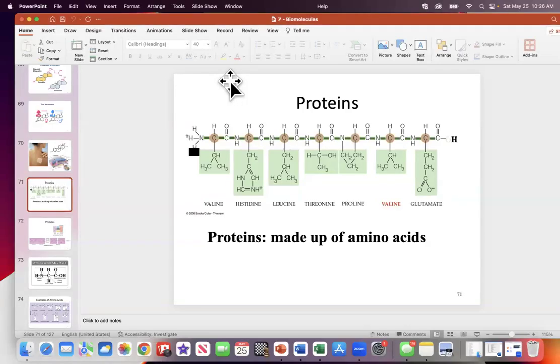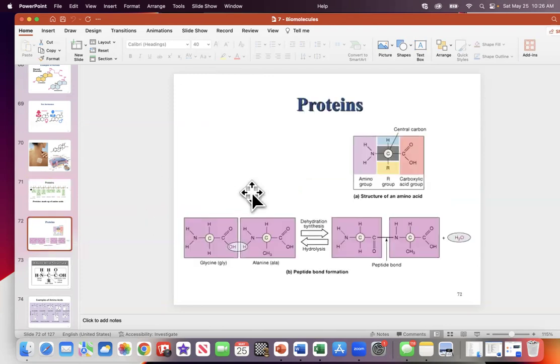Next biomolecule is protein. The building blocks, the monomers of proteins, are amino acids. So proteins are made of amino acids. There are a total of 20 different kinds of amino acids. An amino acid is called an amino acid because it has the amino group. This is the amino group, and there's the carboxylic acid group. So it's called an amino acid because it has these two functional groups.